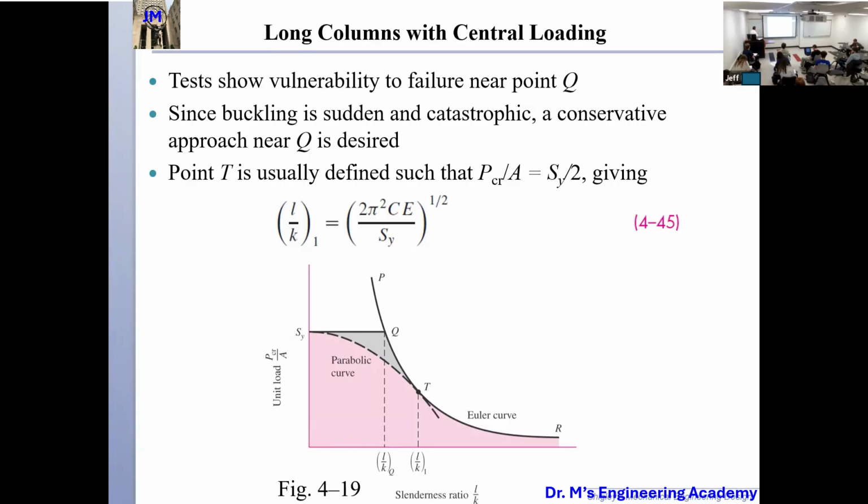1/2. So calculate this one first. This is the critical slenderness ratio of the beam. Questions so far?